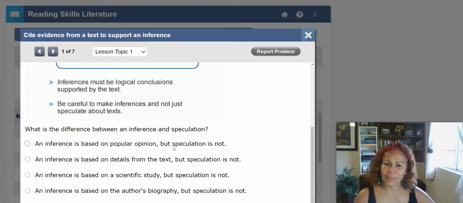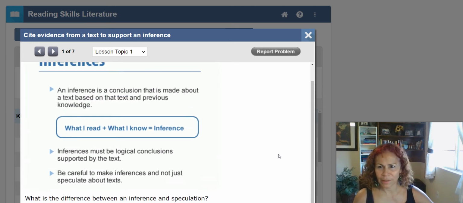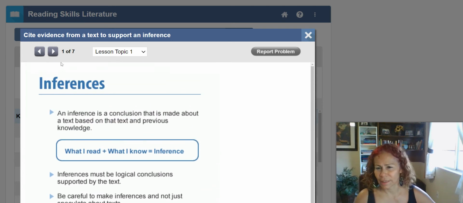What is the difference between an inference and a speculation? If you chose that an inference is based on details from the text, but a speculation is not, you are right. An inference is based on details from the text. The answer is not right there, but I'm trying to think, what are those details telling me? Speculation is not based on the text, it's just a guess. Now let's take a look at a few examples.